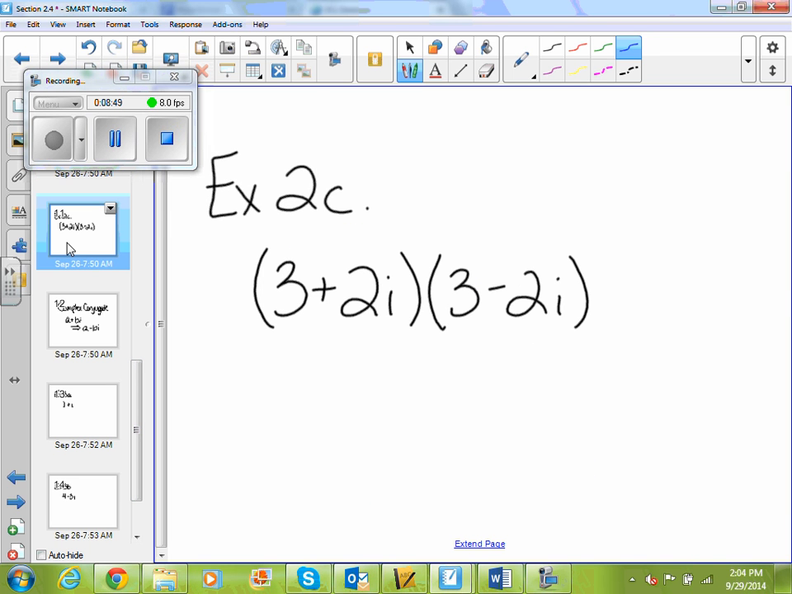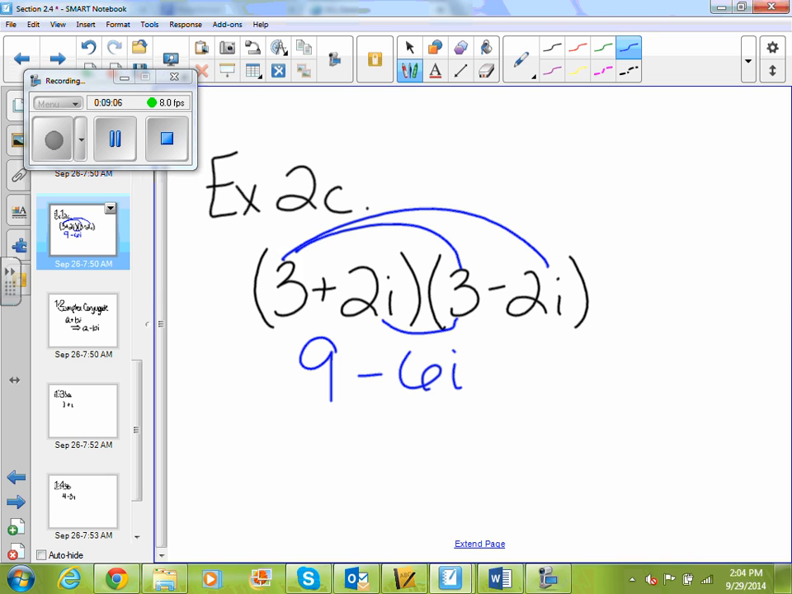Okay, so let's do another one. 3 plus 2i times 3 minus 2i. So we're going to FOIL. First times first gives me 9. Outside times outside gives me negative 6i. Inside times inside gives me positive 6i. And last times last gives me negative 4i squared.